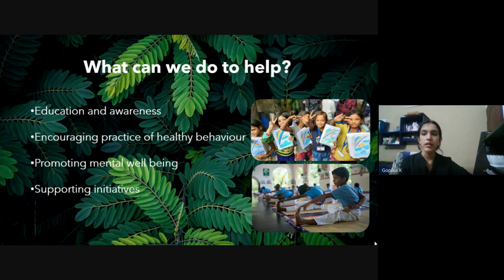Advocate for policies and practice services for everyone without financial hardship. Encourage and practice healthy behaviors such as balanced nutrition, regular physical activity, adequate sleep, and stress management. These habits can significantly reduce the risk of non communicable diseases. Promote mental well being by reducing stigma around mental health issues and advocating for access to mental health services. Support initiatives that aim to improve air and water quality, reduce exposure to hazardous chemicals, and mitigate climate change impacts, as these factors greatly influence public health.